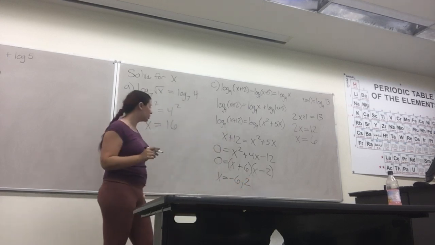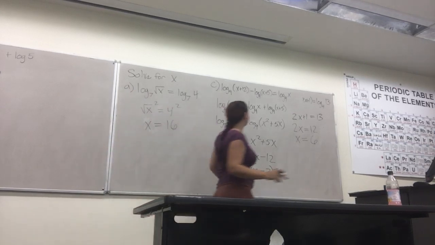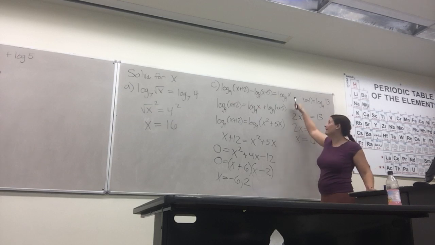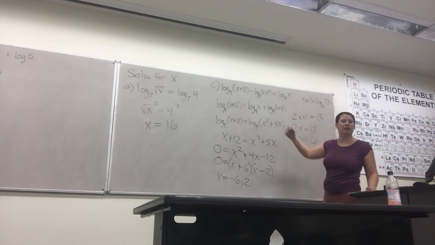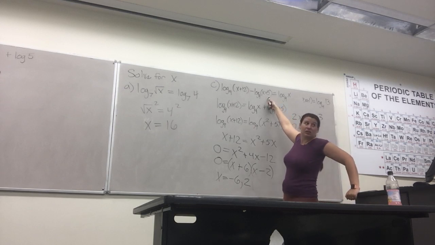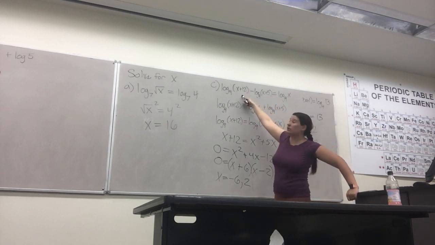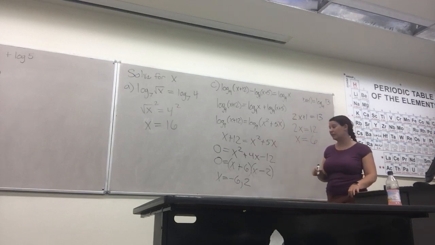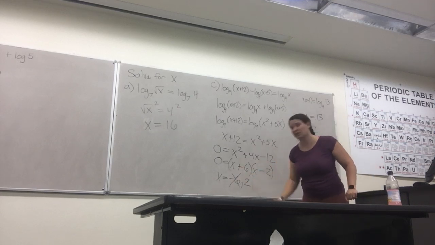Do they both work? Can we plug in -6 everywhere? This one right here tells us no, right? Because we cannot plug a negative into a log. You can't take the log of a negative number. On these, this one, it's no good either. This one, it works, but all of them have to work for it to be a valid answer. So -6 doesn't work.